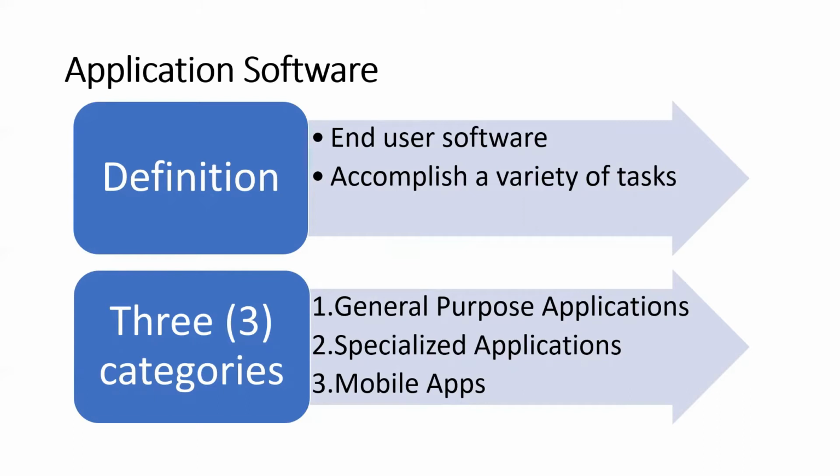Remember, differentiate between system software and application software. System software is more focused on the activity inside the computer. Application software is more focused on the end user, helping the end user do their work, their task. Okay, so we have three categories of application software. We have general purpose application, second is specialized application, and third is mobile apps or mobile application.